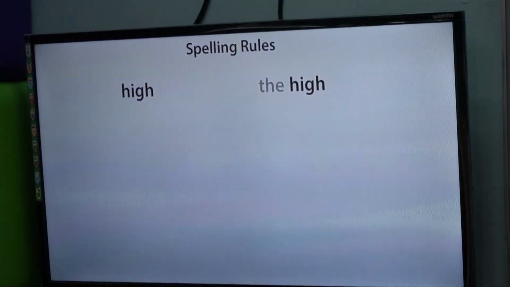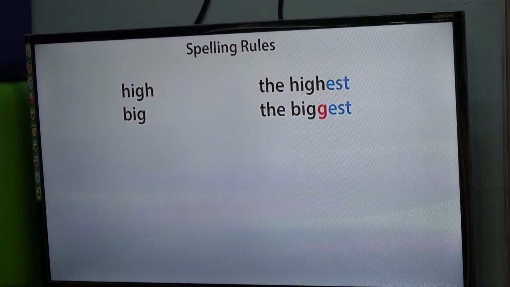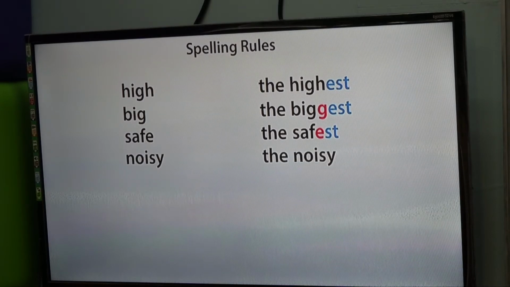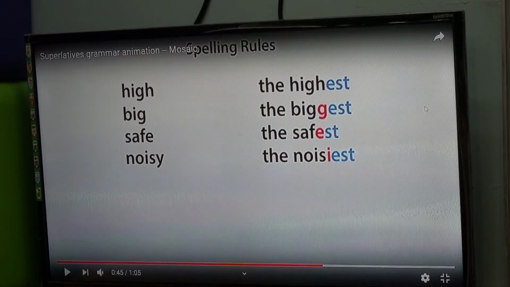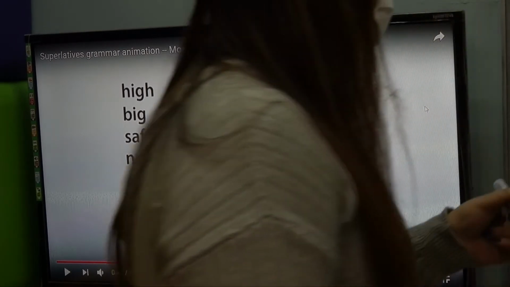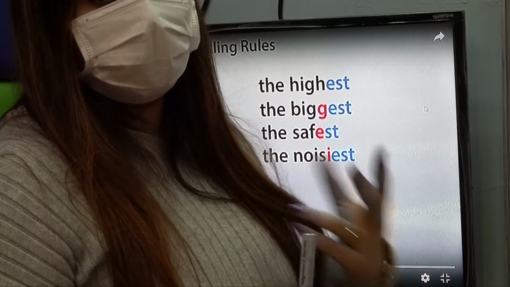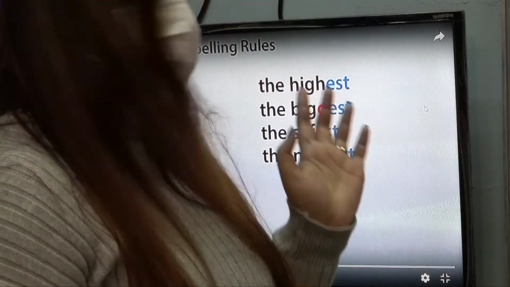High becomes the highest. Big becomes the biggest. Safe becomes the safest. Noisy becomes the noisiest. Right? Okay. Now we had a look on this, right? How many things do we compare in superlative?